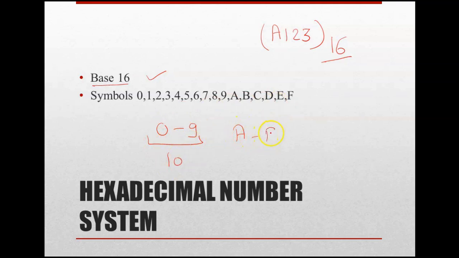And then we have capital A to F, and these are 6. So 10 plus 6 is equal to 16. So in case of hexadecimal number system, we are using a total of 16 symbols. So this is our hexadecimal number system.